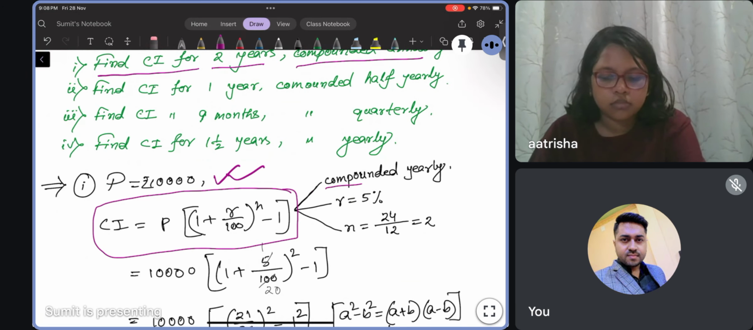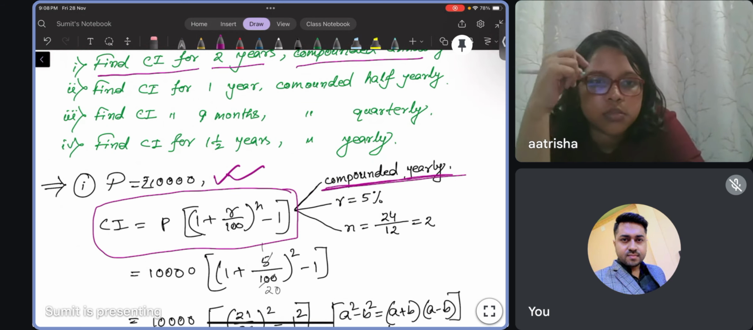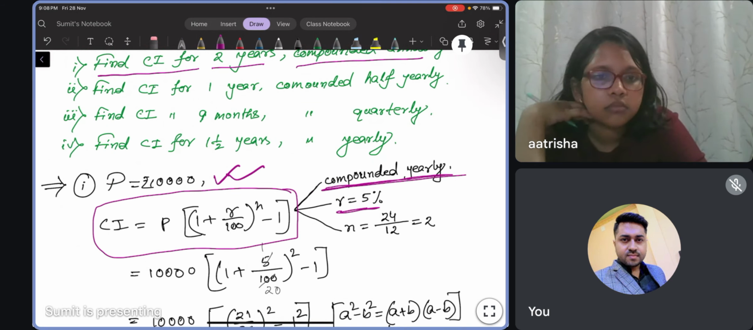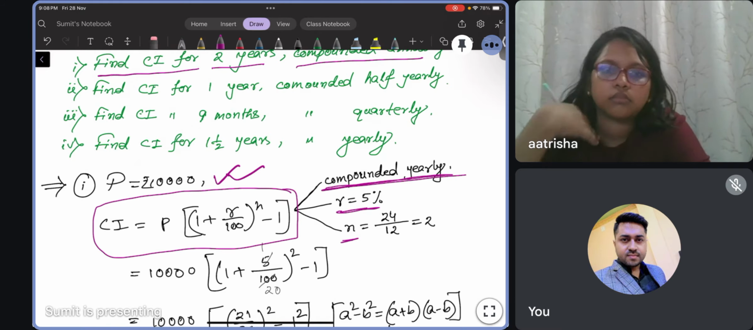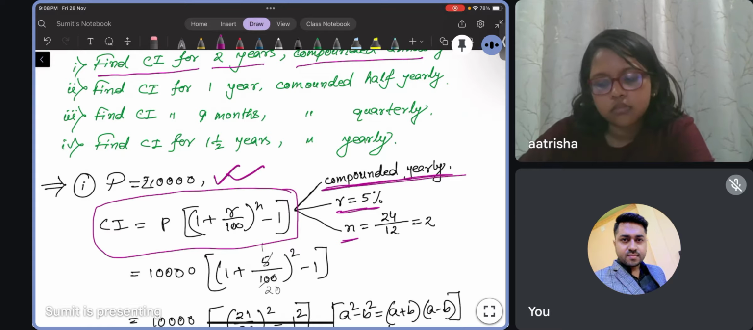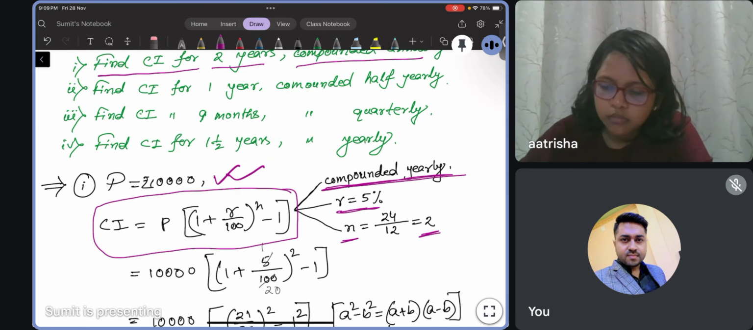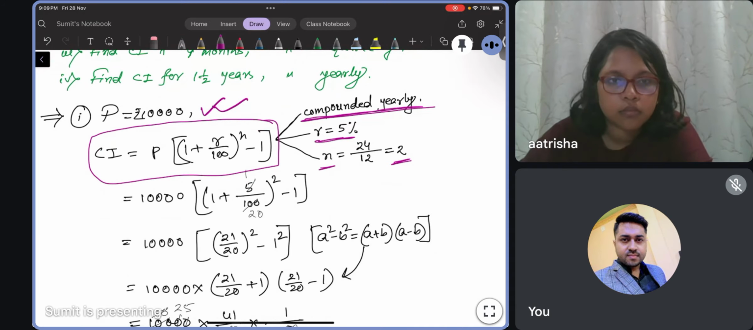First thing you should understand what is compounded. Compounded, it is given yearly. So if it is given compounded yearly, then R will be same as it is. If it is given compounded yearly, then N will be how much? N will be as it is. For compounded yearly, N will be same. So N will be 2, correct? Those things I will put over here and see after the calculations, simple calculation, nothing more than that.